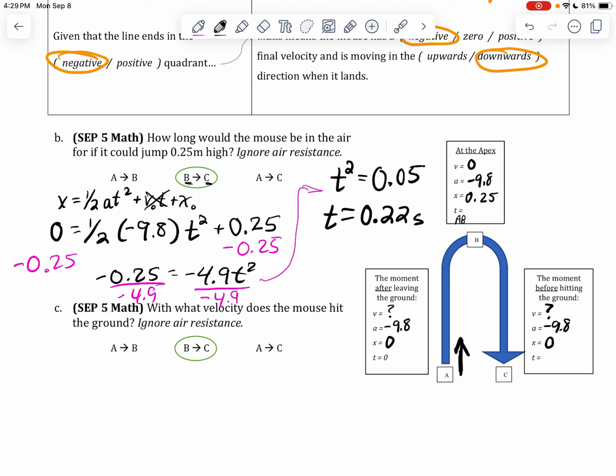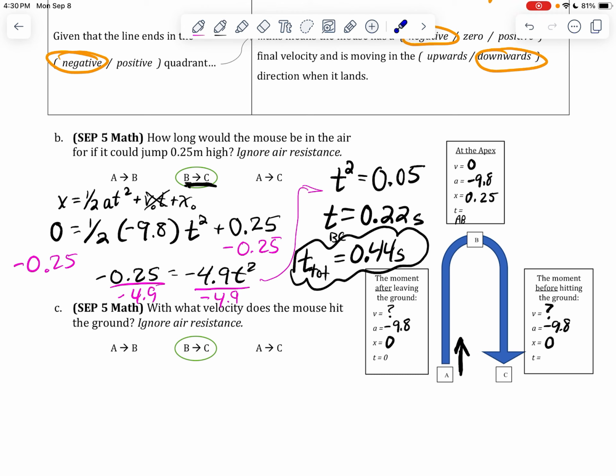So this is not my final answer. This is the time from B to C. It's from here to there. So to get the total time, I've got to double it. So this is B to C. So T total, that is 0.44 seconds. And that would be my final answer for this. Okay, next one. With what velocity does the mouse hit the ground?